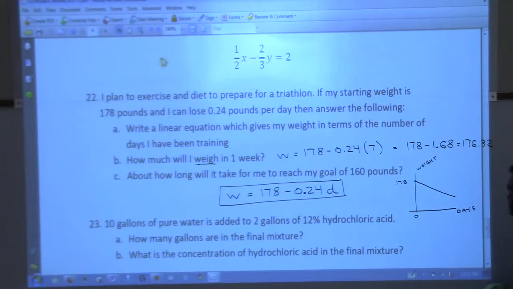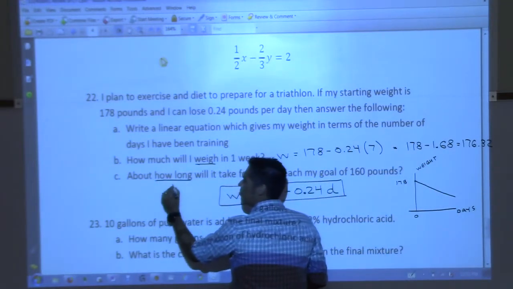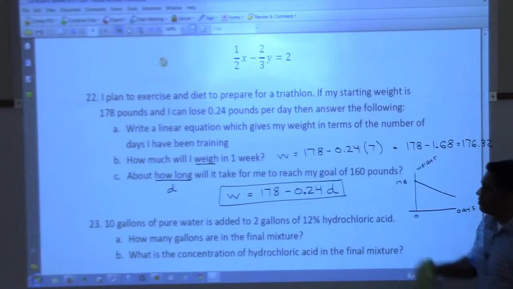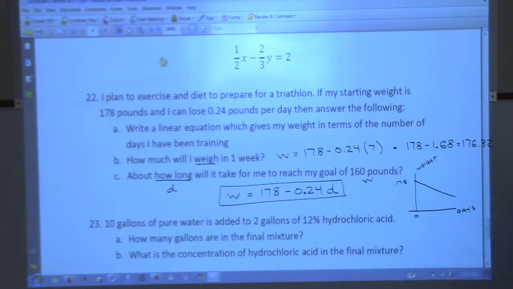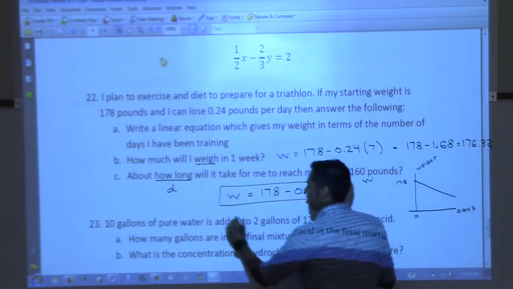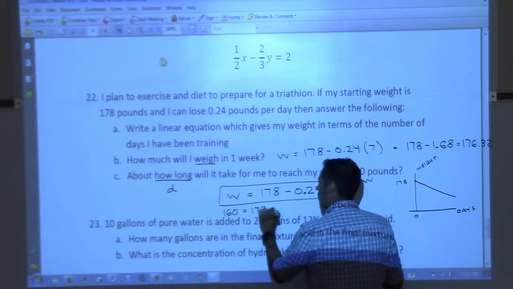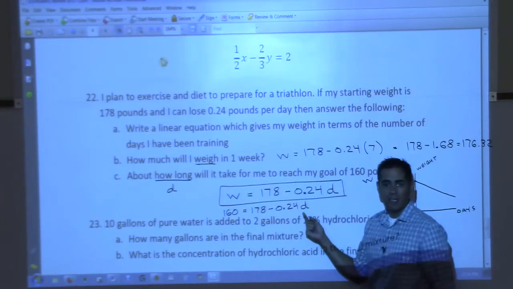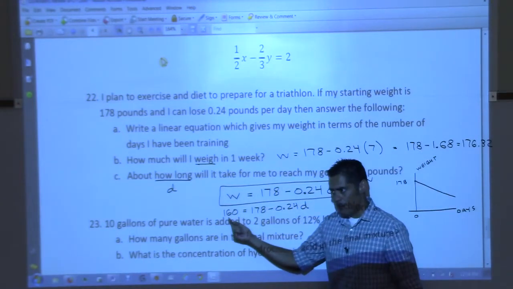How long will it take to reach my goal? How long means the number of days, right? To reach my goal of 160 pounds. 160 pounds, that's a weight, isn't it? So we're going to use the same equation. We're going to replace W with 160 equals 178 minus 0.24 times D. This time I don't know what D is. I'm trying to figure out how many days it's going to take to reach a weight of 160.